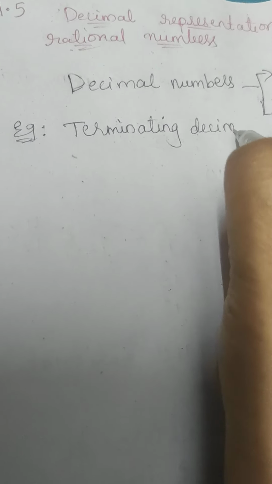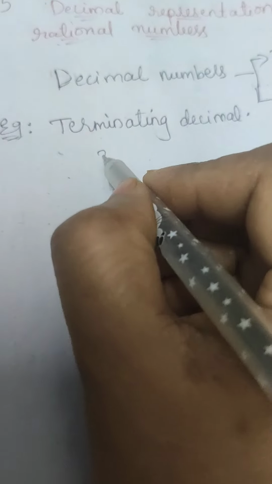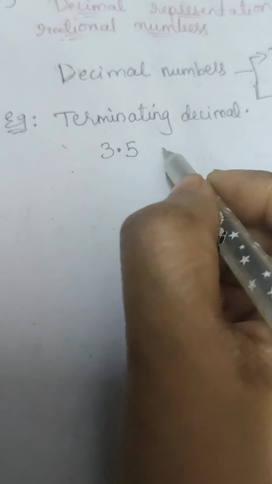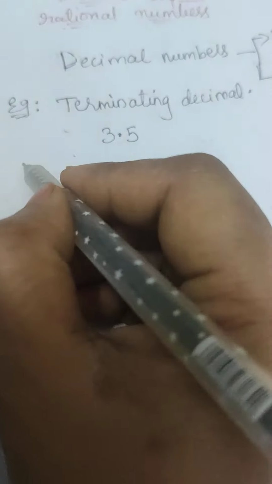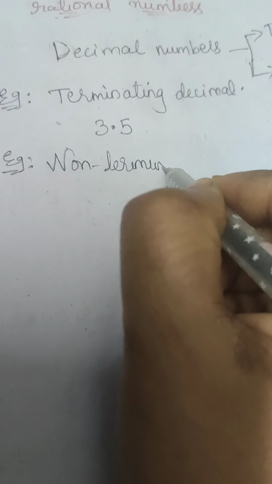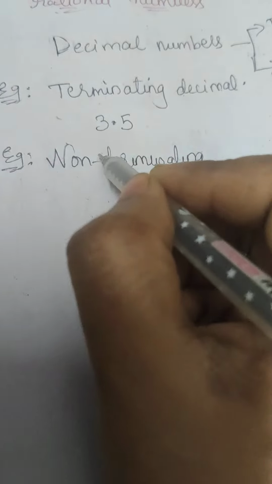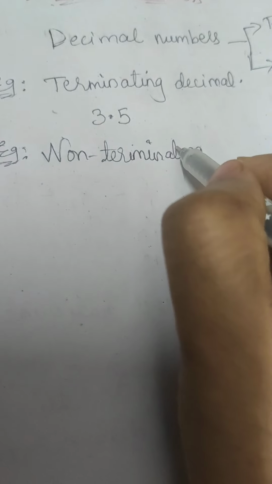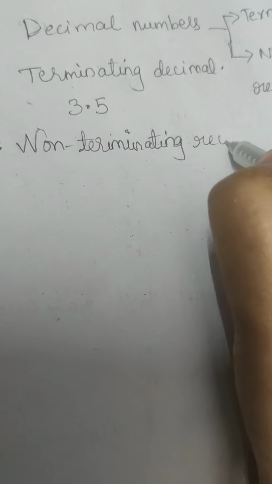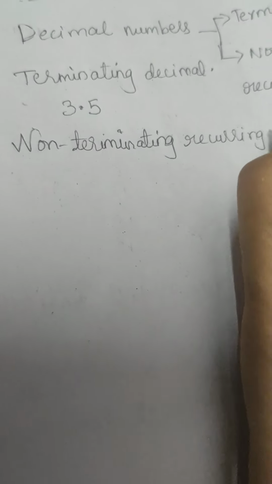Example for terminating decimal: for example 3.5. This is the example for terminating decimal. And what is the example for non-terminating recurring decimal?